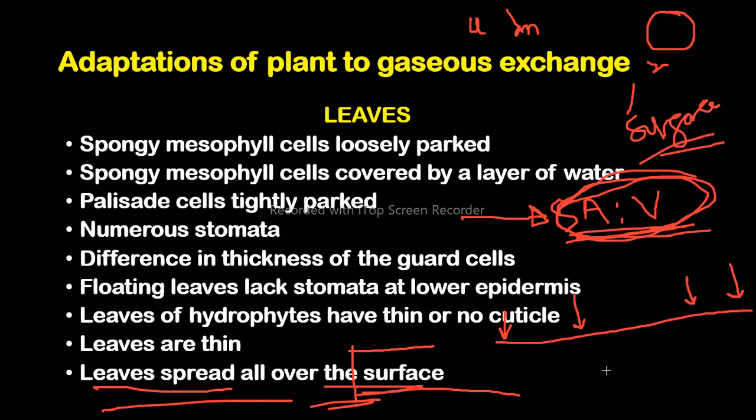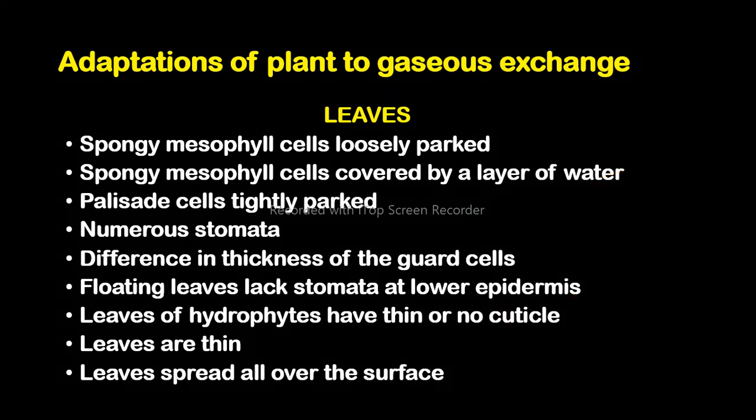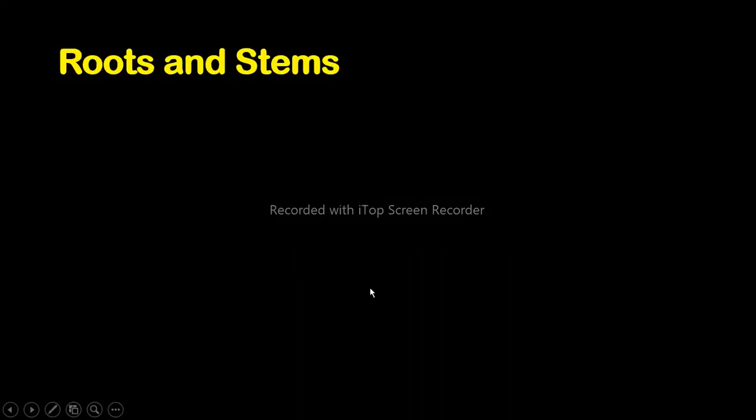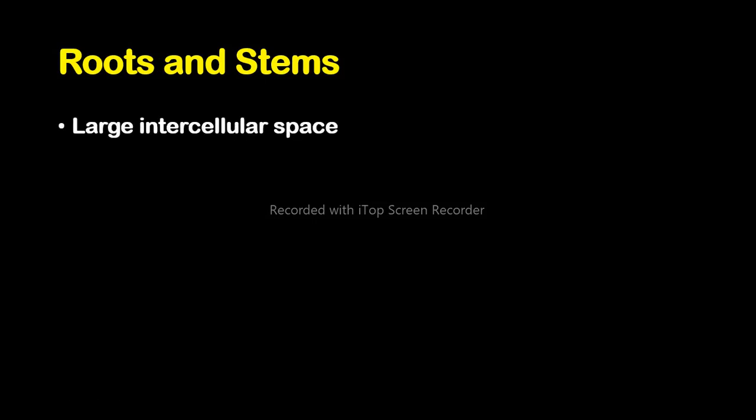So I hope that one is understood. So those are the leaves. How about roots and stems? Because we say that each plant structure carries out its own gas exchange. And we saw that roots and stems have specialized gas exchange surfaces called lenticels, the structures where gas exchange is going to take place.